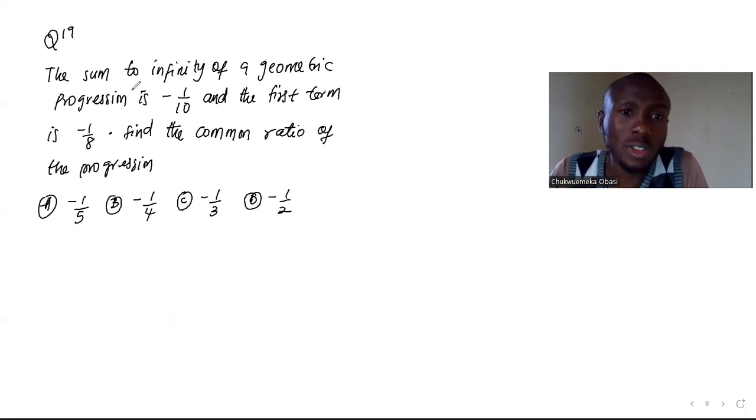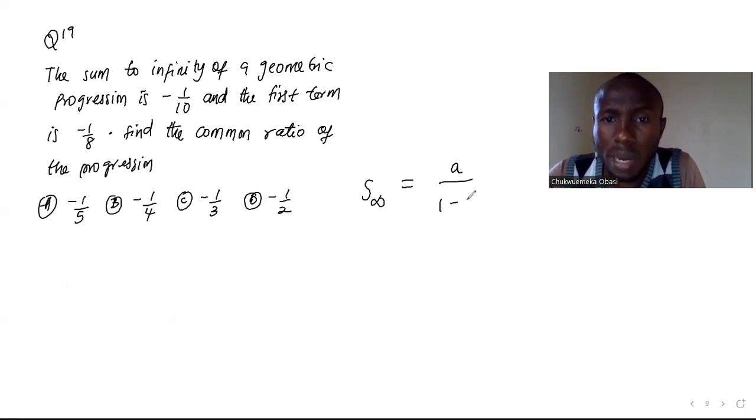All right, second to the last question. Now this is the sum to infinity of a geometric progression. You should remember the sum to infinity of a geometric progression is given as S sub infinity equals a over 1 minus r. This a represents the first term, and this r is the common ratio. So this is on geometric progression. Now they say the sum to infinity of a geometric progression is minus 1 over 10. That's the sum to infinity.